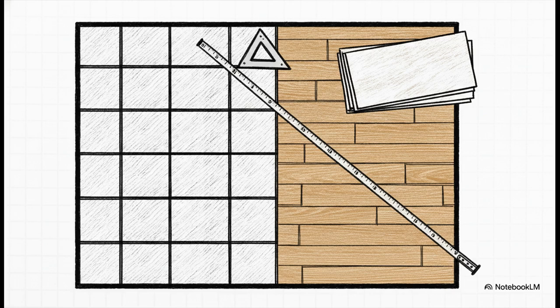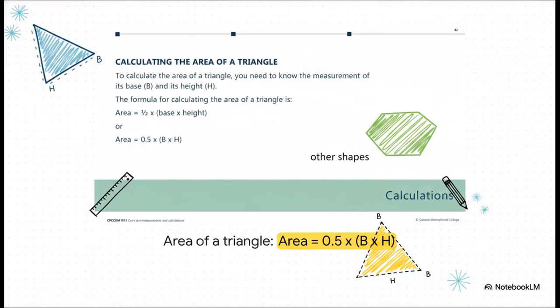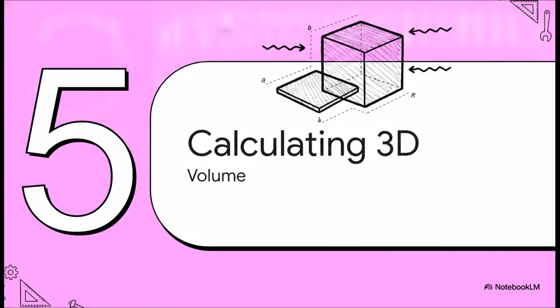Think about ordering tiles for a bathroom, laying down timber flooring, or figuring out exactly how many sheets of plasterboard you need for a new wall. While squares and rectangles are a straightforward length times width situation, other shapes require a bit more finesse. Take a triangle, for instance. To find its surface area, you multiply the base of the triangle by its height and then simply halve that result. Easy enough, right?